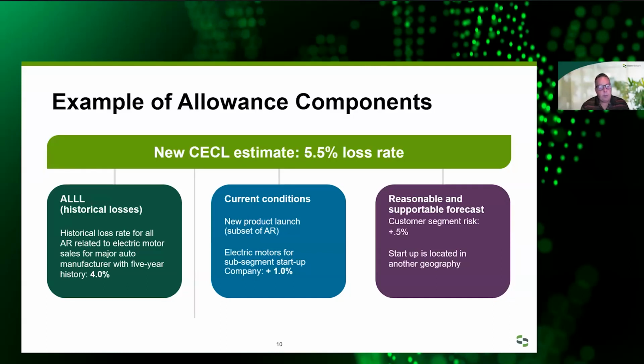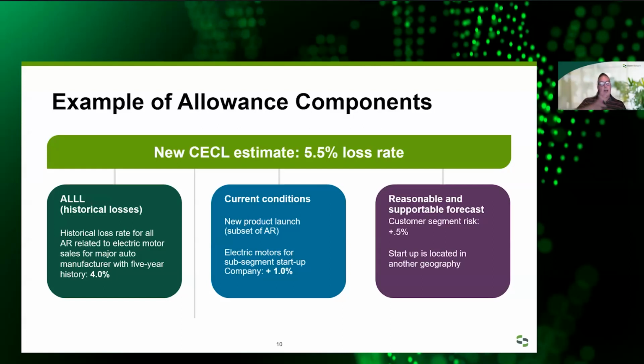So in this example, we have a company who had an ALLL rate, which was their historical losses, and that rate was 4%, right? So the historical loss rate in our example here is for AR related to electric motor sales for a major auto manufacturer. And this auto manufacturer had a 5-year loss history rate of 4%. So we knew that coming in, right? Their incurred loss rate was 4%.